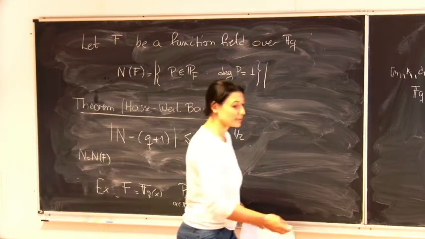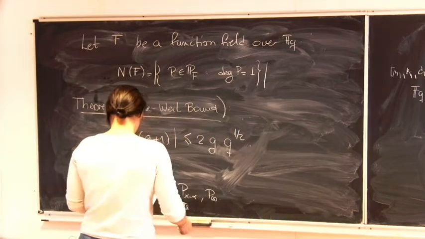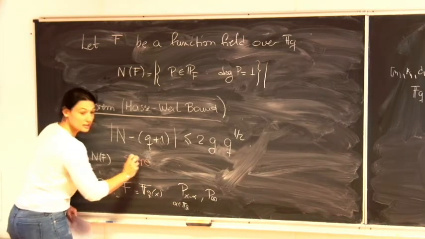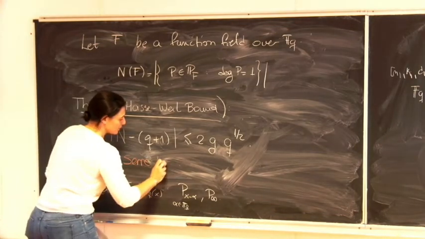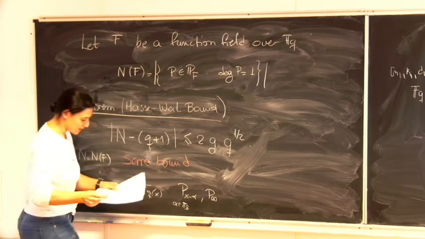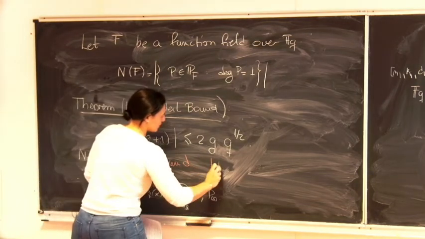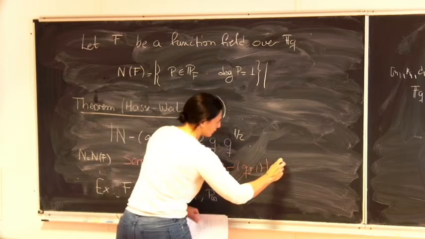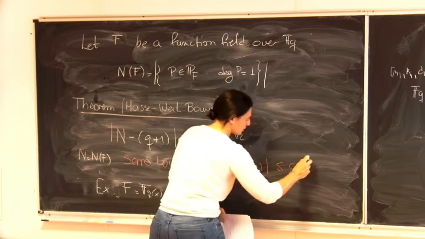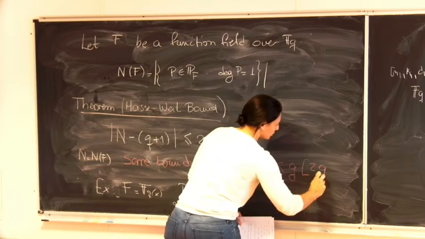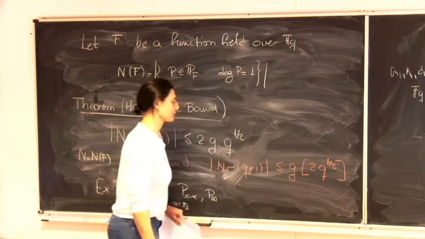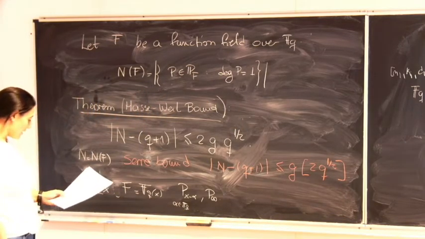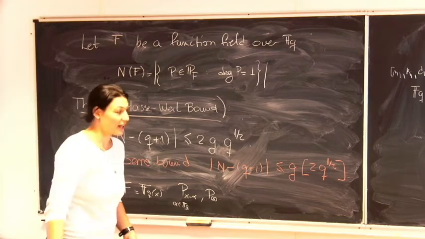And there are some improvements. One due to Serre. Can you see these colors? Yeah. That says that actually we can put g times the integer part of the square root of q, plus 1.